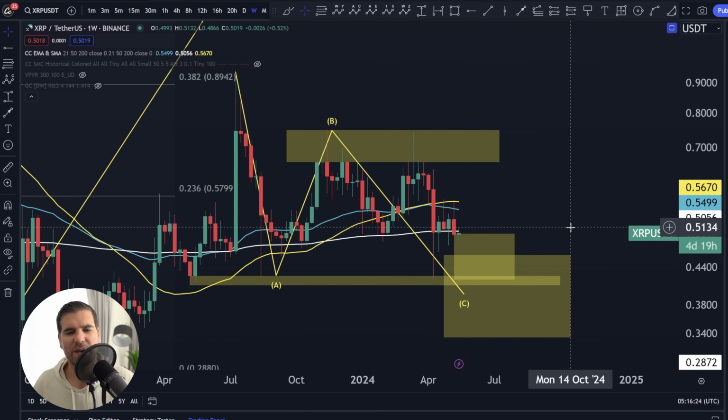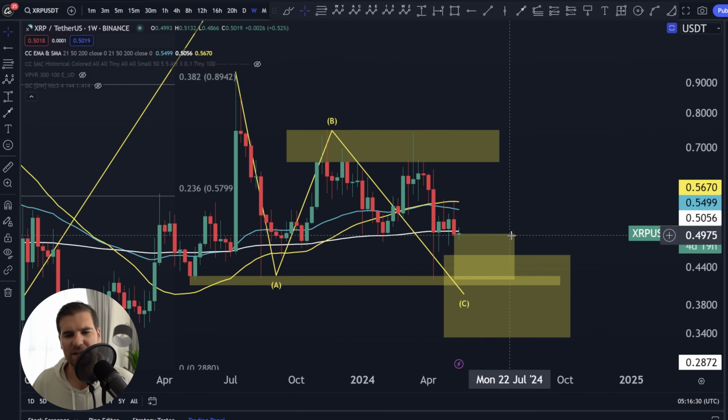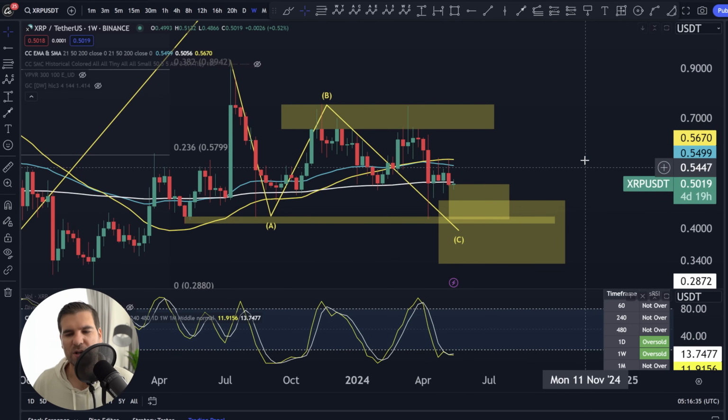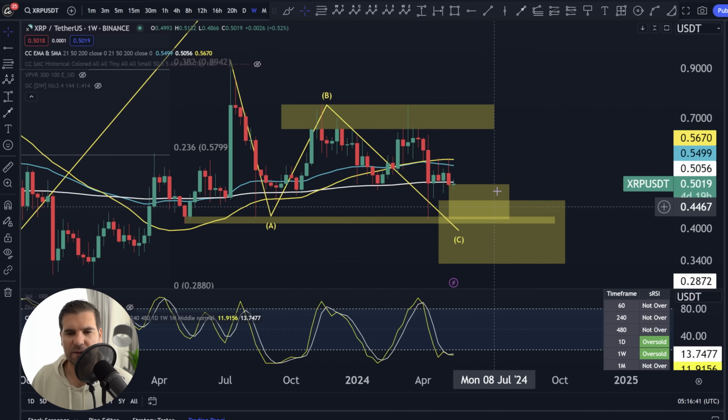On the weekly time frame, we have most recently lost the 200 weekly EMA. It's a little bit annoying that we do, of course, see that negatively, but I do think it's going to be short-lived. Again, we are oversold on the weekly stochastic RSI, indicating that we do have some pretty decent positivity to be found on the weekly time frame in the future.